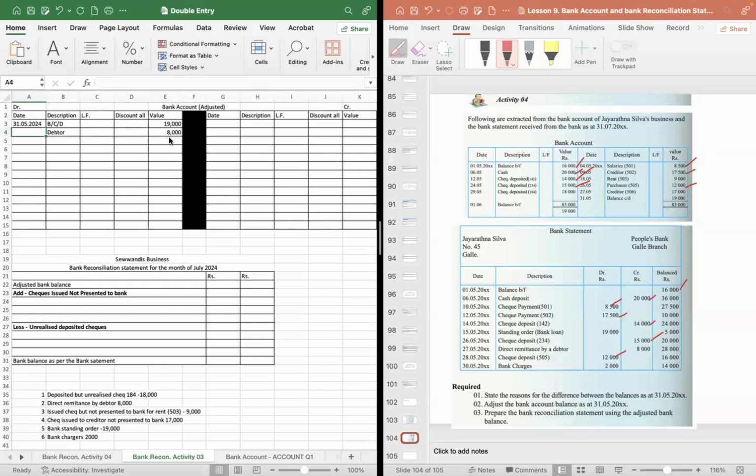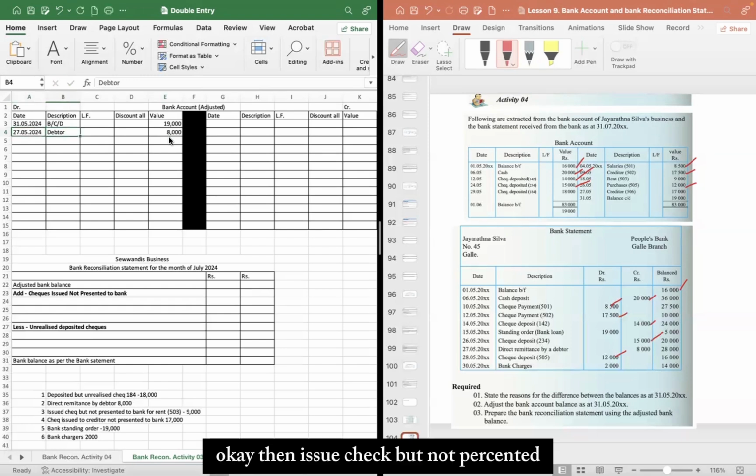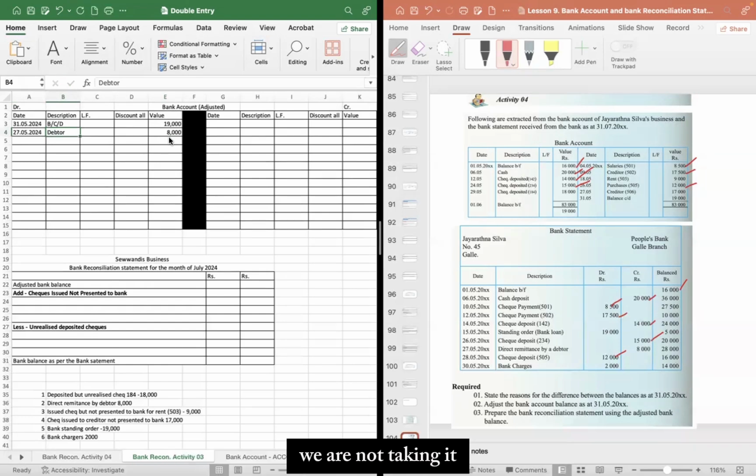ඒක වෙලා තියෙන්නේ 27යි 5යි 2024. Okay. Then issued check but not presented. We are not taking it for adjusted bank account. Checks issued to the creditor not presented. We are not taking it.